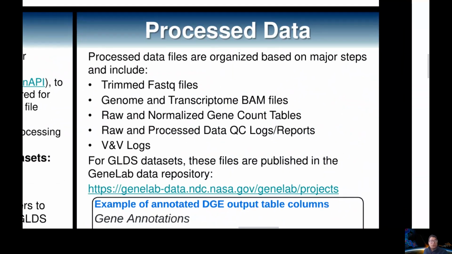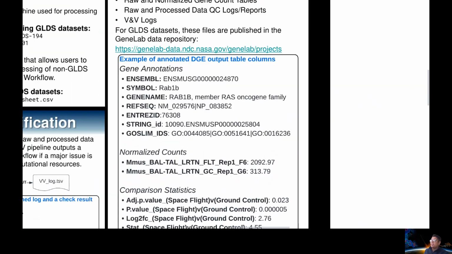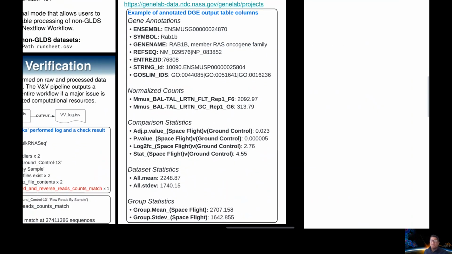Processed data for the overall workflow is organized and is published for everything on GeneLab that is processed through this workflow. And these files are available for downstream research applications, from the trimmed FASTQ files, as well as all of the alignment, all the way through the final output table we get from the DGE and gene annotation. In fact, I did want to showcase in particular an example of the kind of information you'd find in that final annotated DGE output table.